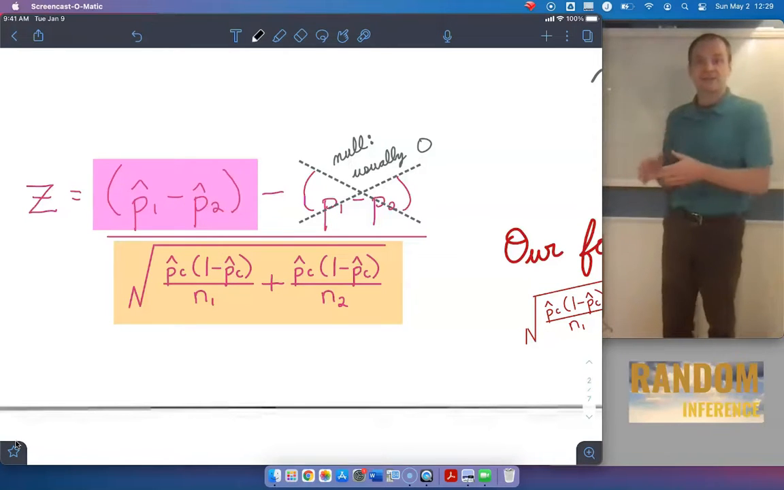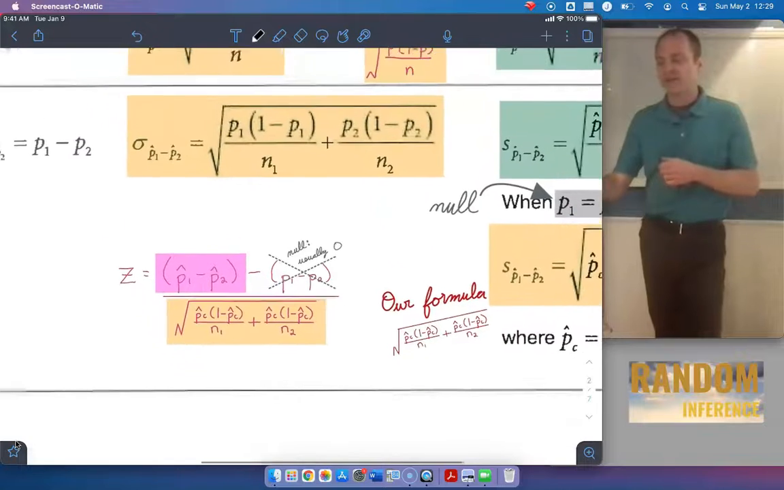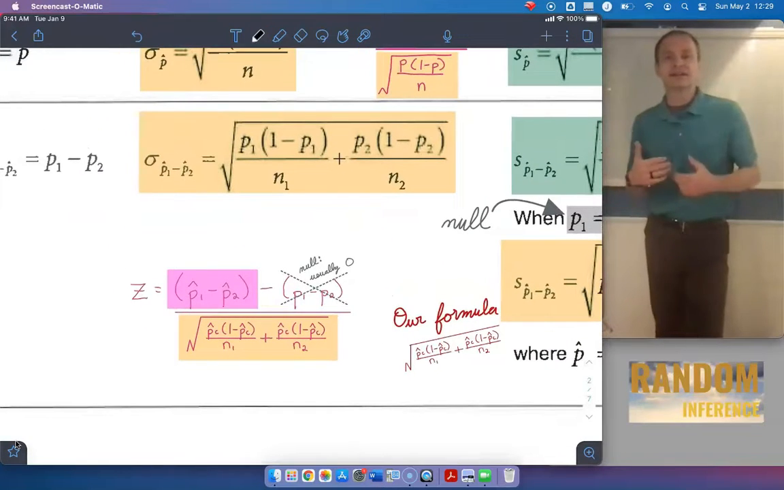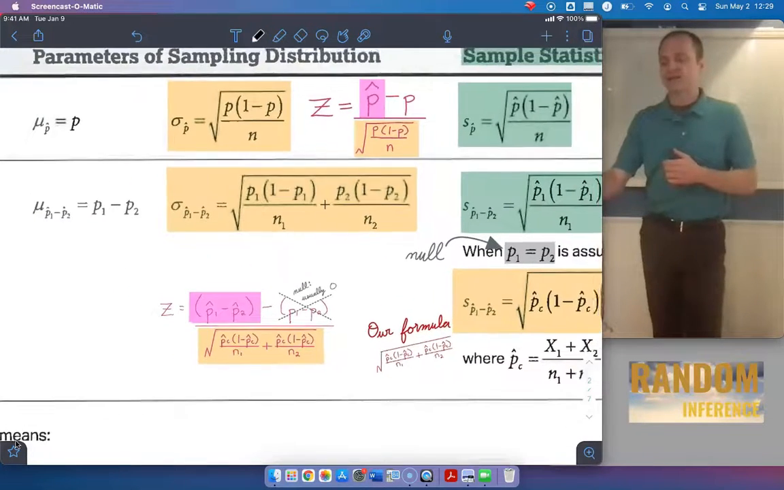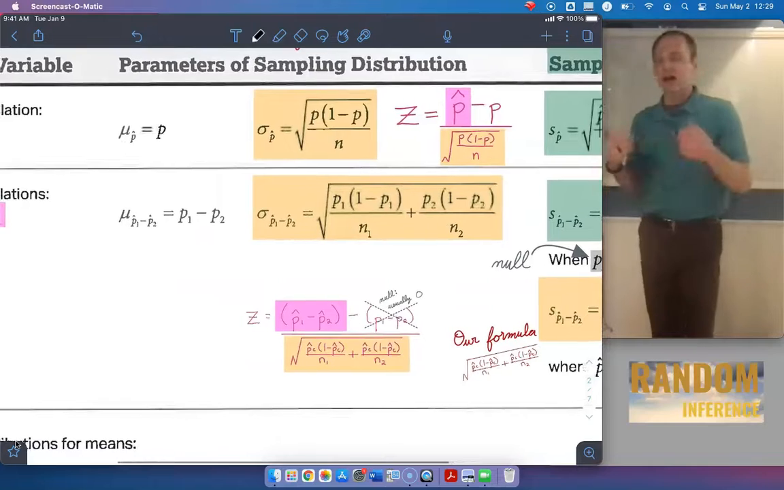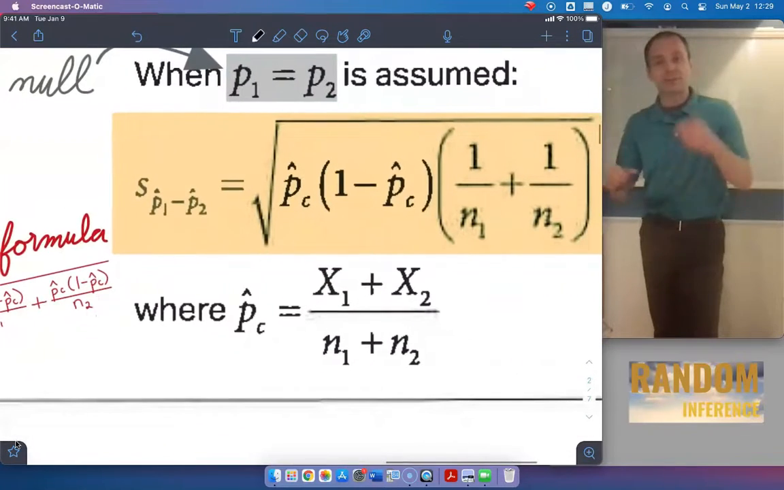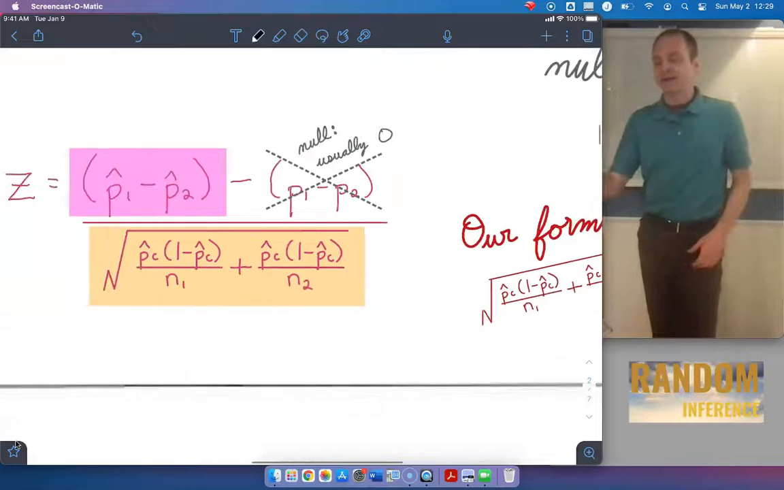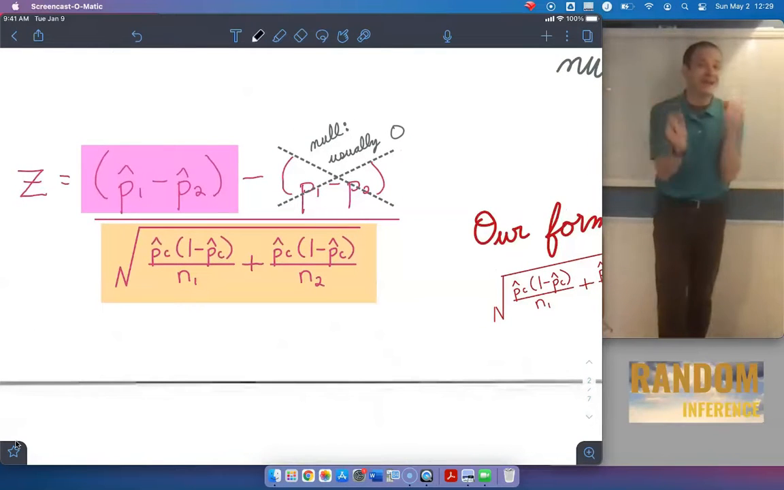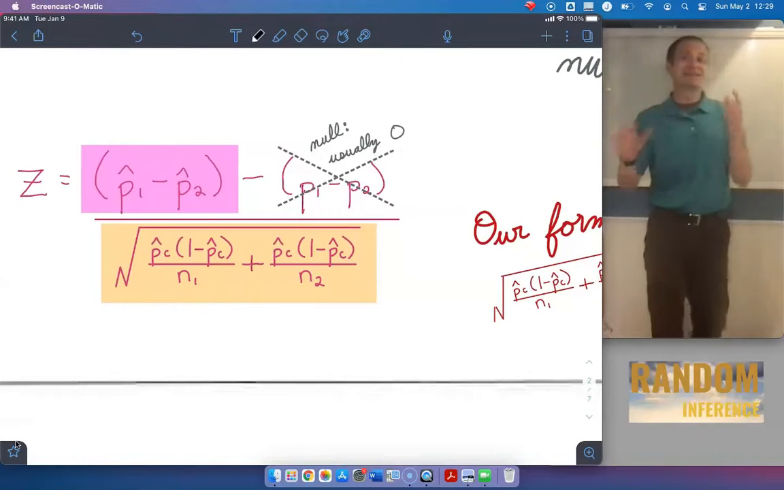You have your p hat sub c, which is this formula off to the side. So you can have the general idea of how we deal with significance tests, and you see that all highlighted in orange. I would primarily say you're most likely, when you're dealing with two samples, going to be using this orange one, the p hat sub c, and you're going to be plugging it in down here. Now, the reason I point that out is that is for a significance test.